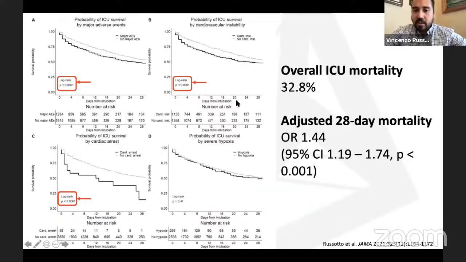For sure, this finding may be influenced by many confounders. But we tried to adjust for patient characteristics and baseline severity. And even after adjustment for these variables, we still observed an adjusted 28-day mortality with an odds ratio of 1.44 in patients suffering from peri-intubation events compared to patients without events.